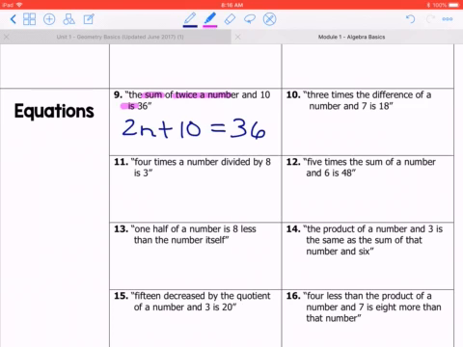Let's look at number 11. 4 times a number divided by 8 is 3. So we have 3 key phrases in here. 4 times a number, so that's 4n, and then it's being divided by, so I'm going to do a division symbol here, by 8, and then is means equal to 3. Okay?